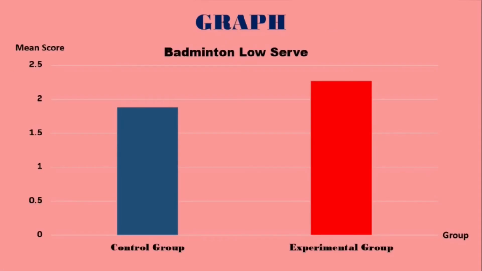So this is the graph for our field lab test. From this graph, we can see clearly the mean score for the experimental group, 2.27, is higher than the control group, which is 1.88.